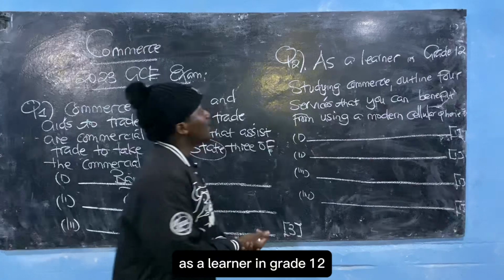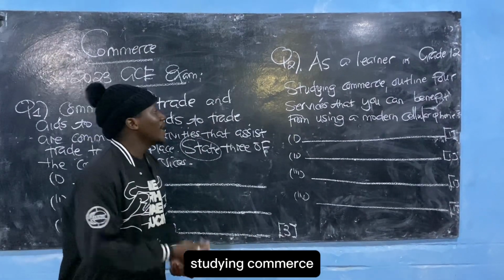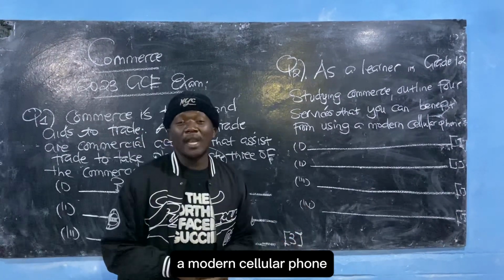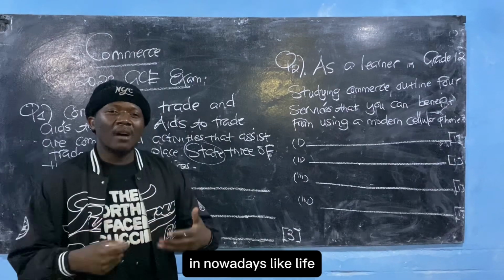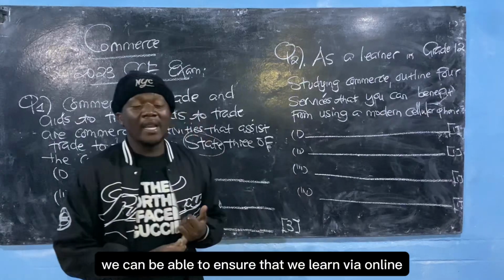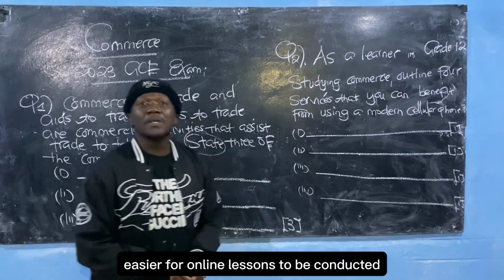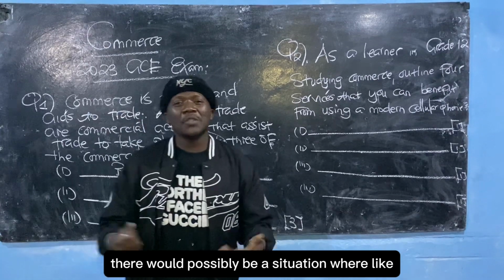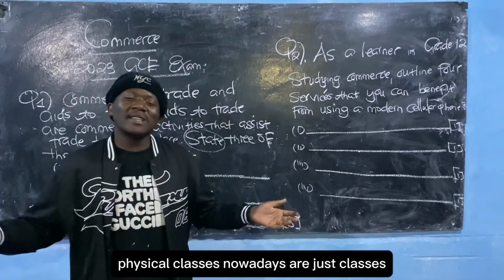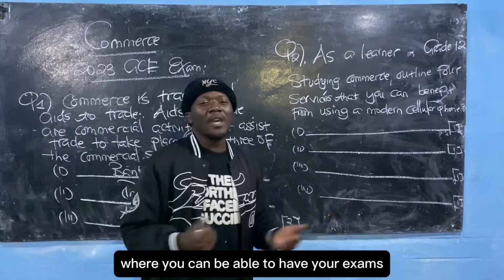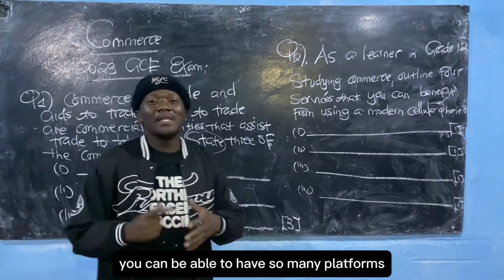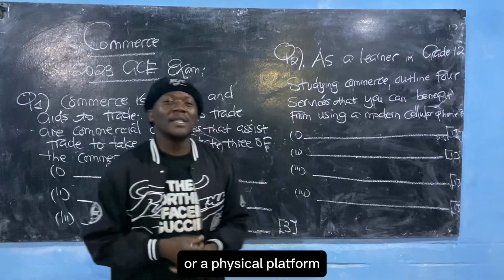Then question 2. As a learner in grade 12 studying commerce, outline 4 services that you can benefit from using a modern cellular phone. When you talk about a phone in nowadays life, we can ensure that we learn online. This can make it easier for online lessons to be conducted. There would be a situation where you cannot only depend on physical classes. Physical classes nowadays are just classes where you have your exams. But when it comes to learning, you can have so many platforms, either online or physical.